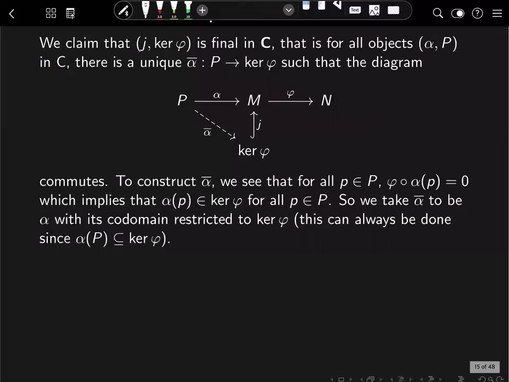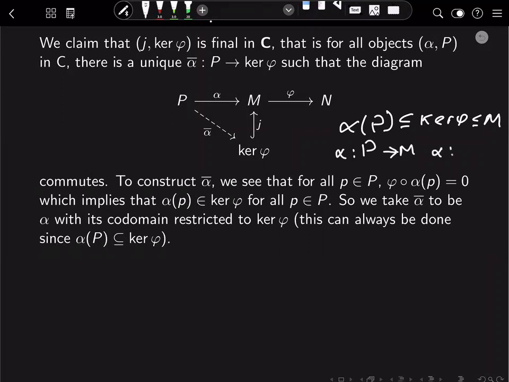And then we could take alpha bar to be just alpha, with the codomain restricted to the kernel of phi. So essentially all we're doing is that we know that alpha of P is a subset of the kernel of phi, but really that's just a subset of M. We could just restrict alpha. Instead of having alpha map P onto M, we just restrict it and have alpha map P onto the kernel of phi.